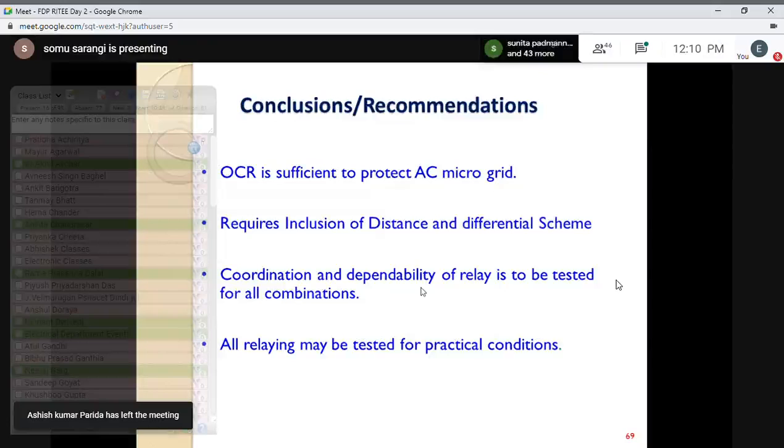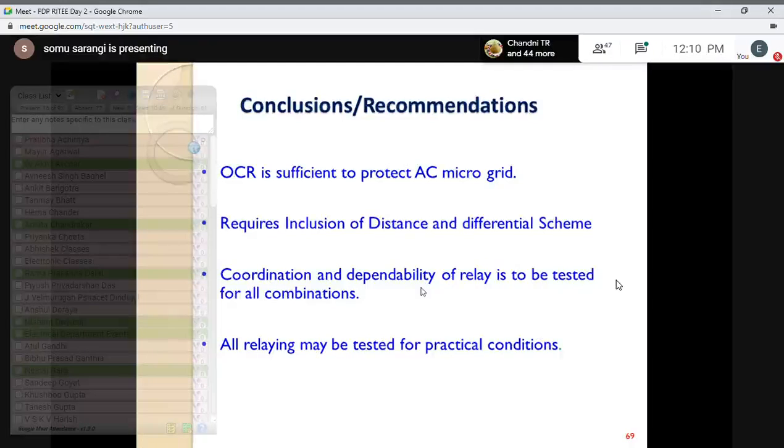As you observed in our previous discussion, the distribution system without renewables is not possible. So we have to plan our distribution system in such a way that we go for new techniques to detect the fault. OCR is sufficient to protect an AC microgrid. However, OCR is not sufficient to protect the grid with renewables.